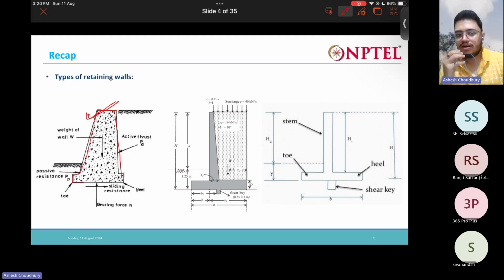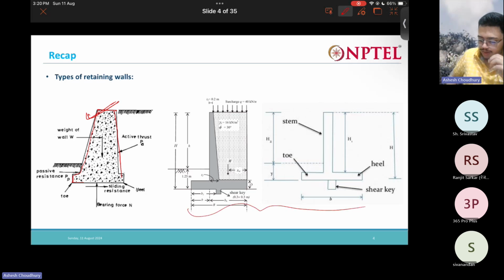After that we have the cantilever retaining wall. So cantilever retaining walls are RCC structures, right? We have the base or the foundation of the retaining wall, we have the reinforcement here, and then we have the cantilever portion.